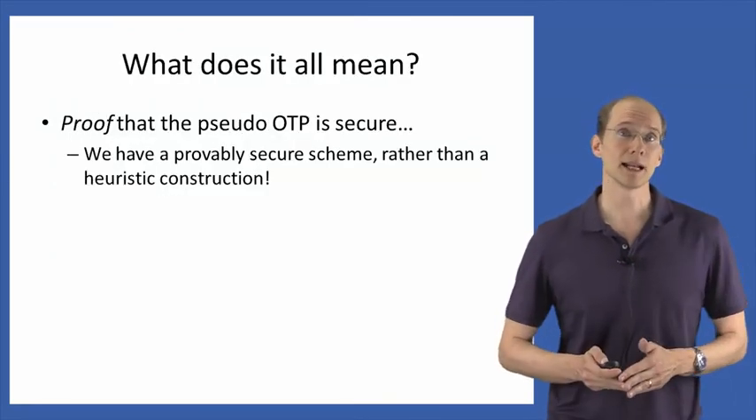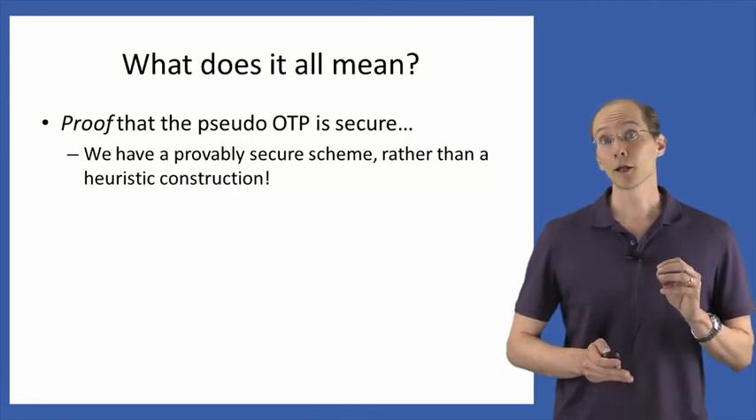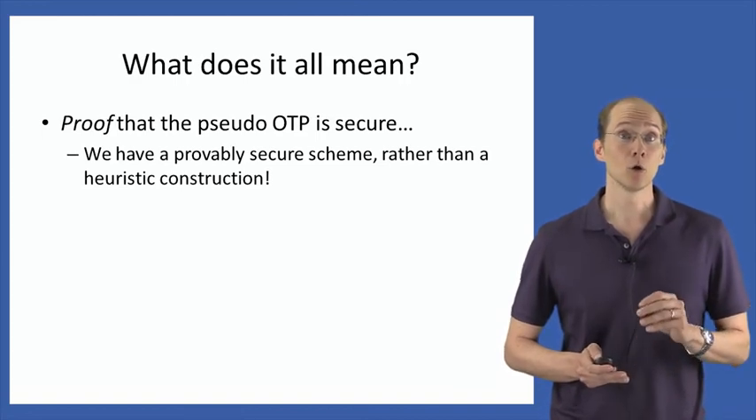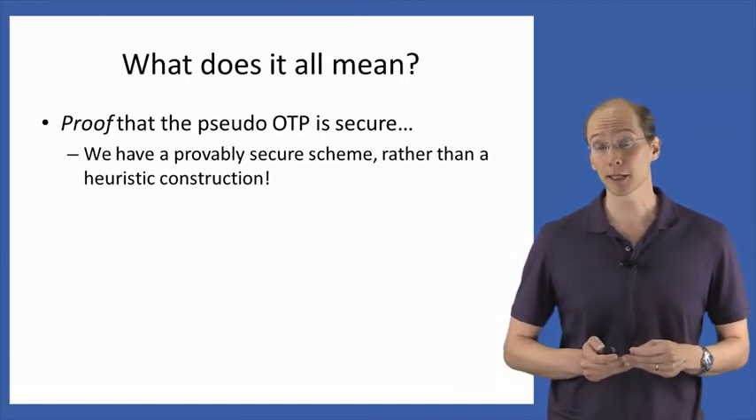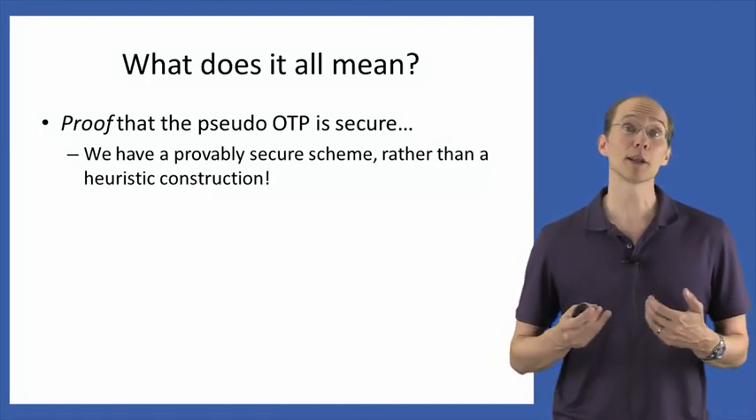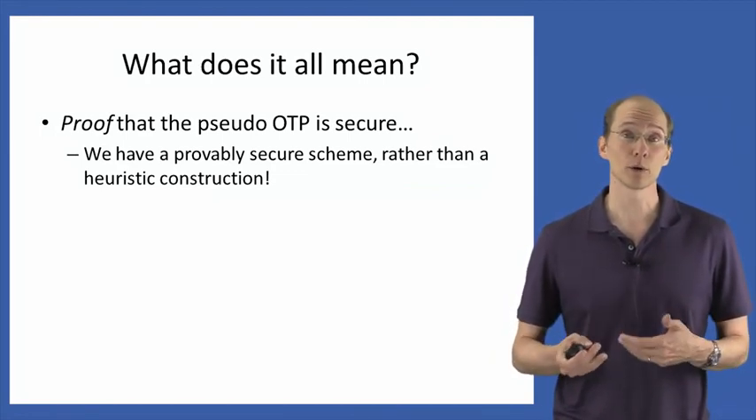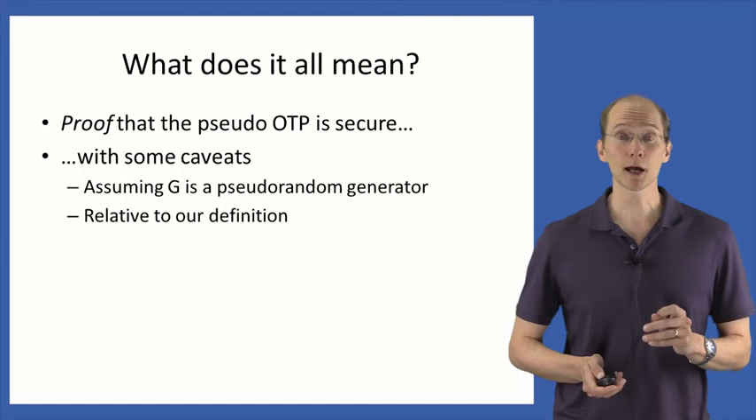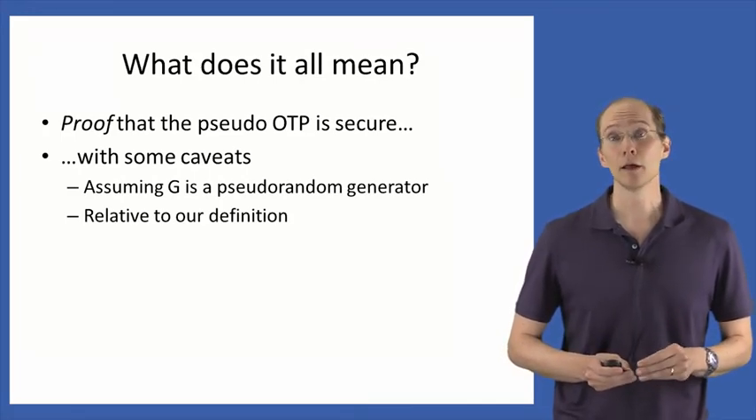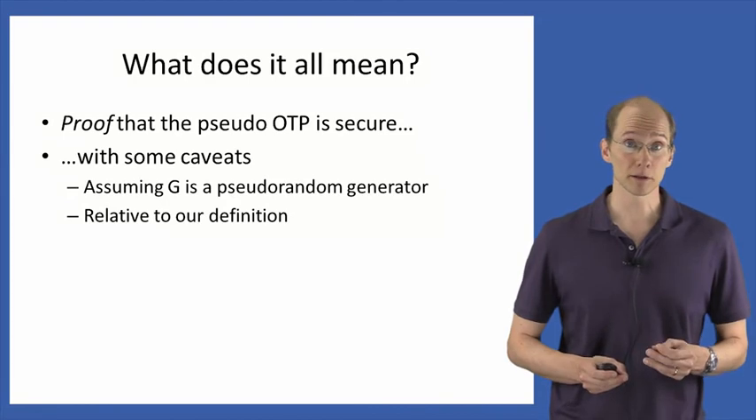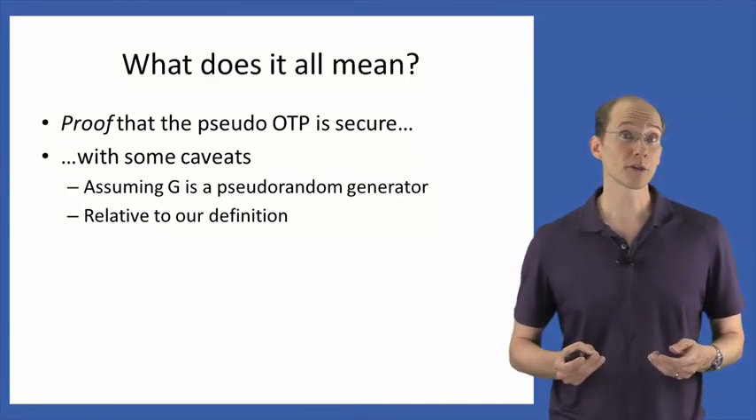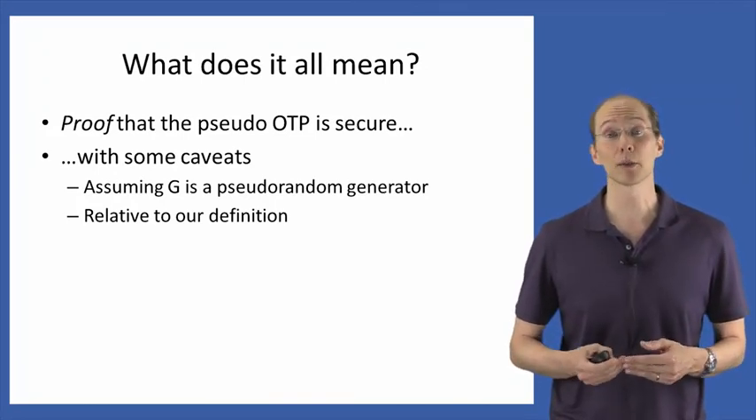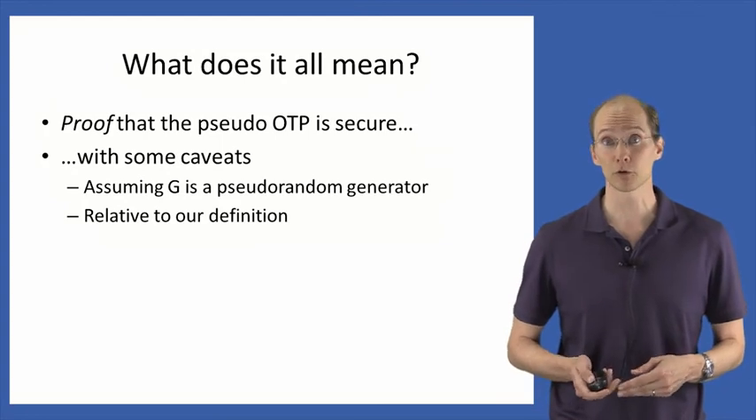So let's step back a little bit and ask ourselves what this all means. So importantly, we've now proven that the pseudo one-time pad is secure. The point, again, being that we have a provably secure scheme, which is much better than having a heuristic construction that just looks secure or one that we don't see any obvious way to attack. On the other hand, this proof does come with some caveats, and I don't want to downplay these. So the proof is under the assumption that G is a pseudorandom generator, and of course the proof is always relative to our definition. So what we proved is exactly what the theorem said, which is that the pseudo one-time pad achieves our notion of computational secrecy.